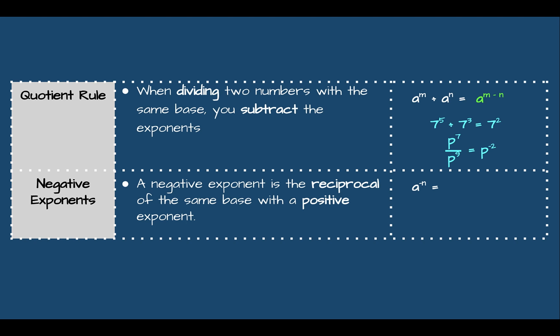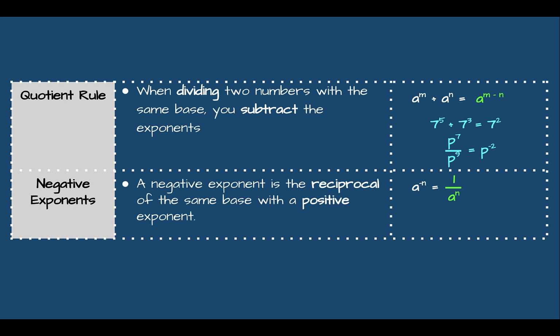Let's start with negative exponents. A negative exponent is just the reciprocal of the same base but with a positive exponent. So if we had a to the negative n, we would take the reciprocal, which just moves it to the opposite side of the fraction, and it becomes the positive exponent. So a to the negative n is the same as 1 over a to the positive n.